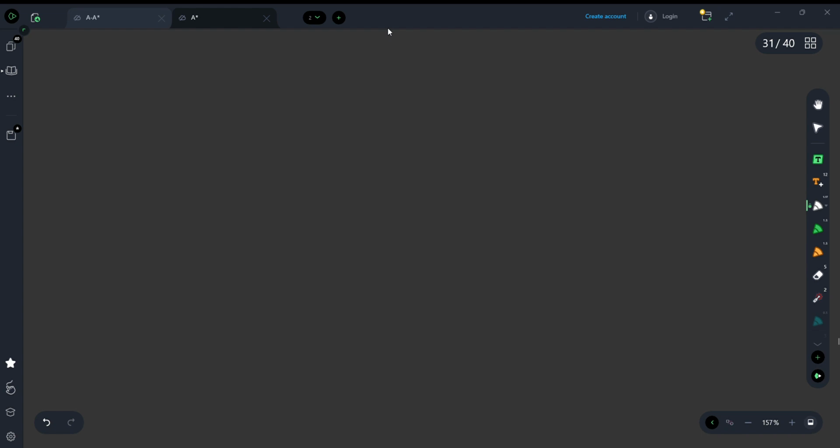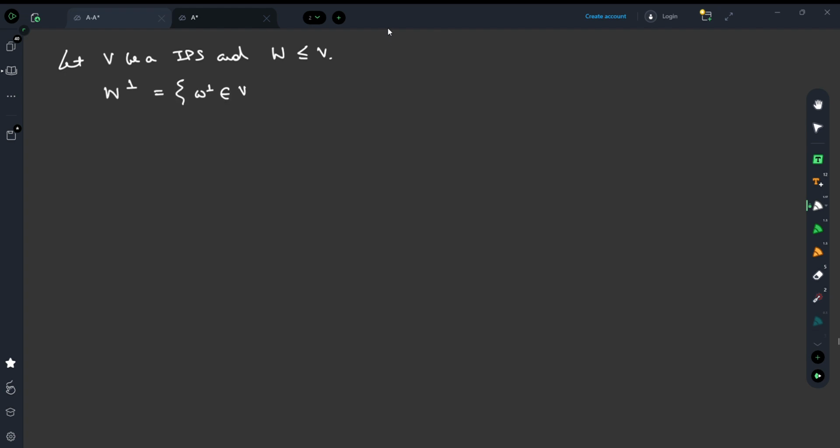Okay, so let V be an inner product space and let W be any subspace of V. Then the orthogonal complement of W is basically the collection of elements, which we write like this, let's say, v in V, such that the inner product of v with w is 0 for all w in W. So what we are doing here is collecting all the vectors which are orthogonal to the elements in W. And this collection is said to be the orthogonal complement of W.